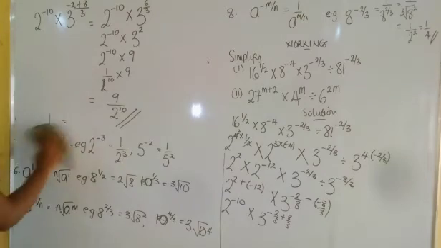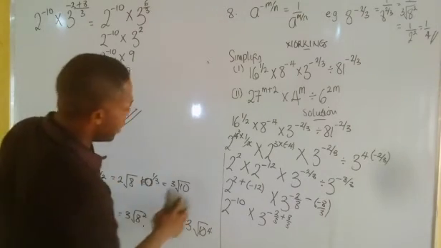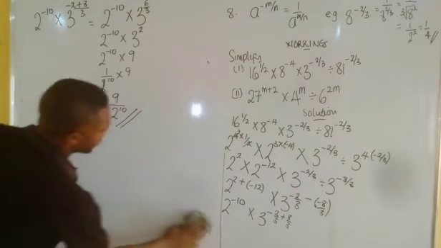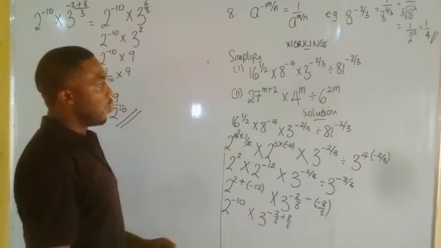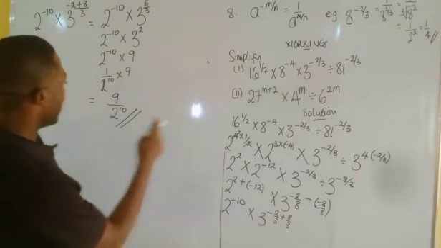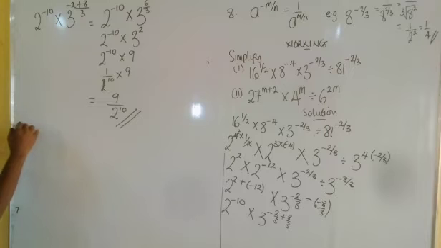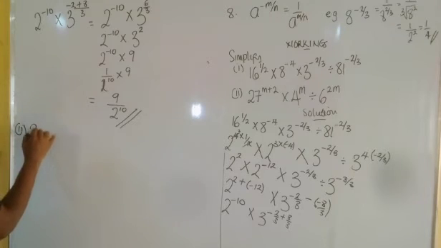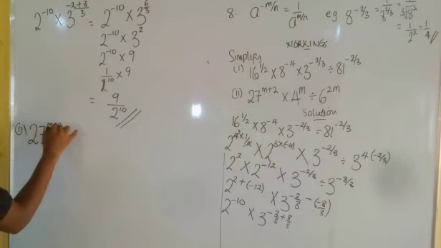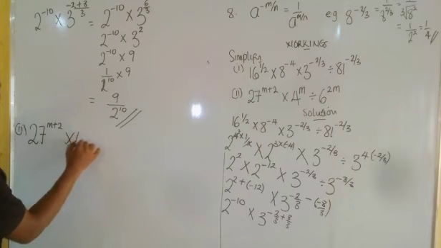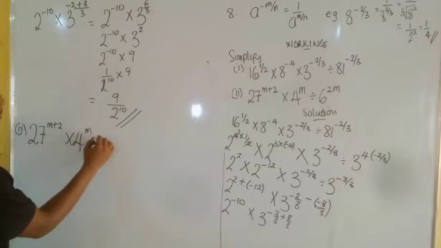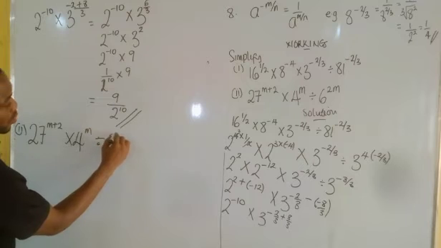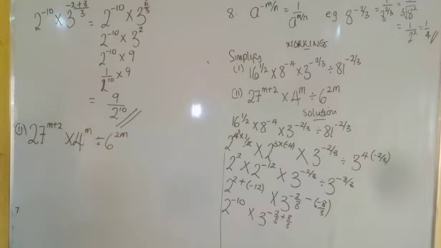Okay? So that is how to solve the first one. So let's see the second one. And the second one we have 27 to the power m plus 2 times 4 to the power m divided by 6 raised to power 2m.